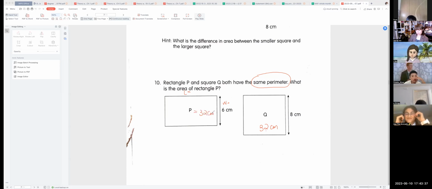Very good. So now, this one is 6. This is also 6. Can you tell me what is these two? 10. Very good. 10 and 10. So what is the area of this rectangle P? 6 times 10. Yeah, you got it right. Very good. Good job.